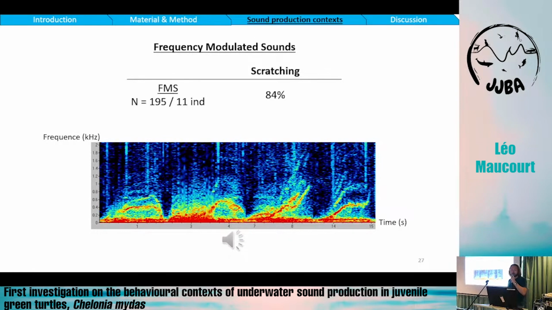My third category is the frequency modulated sound. This is the most original sound we have. This is the same sound you heard during the first video. This sound mainly co-occurred not with resting and swimming, but with scratching behavior. That is very difficult to interpret, but it's the strongest result we have for now.